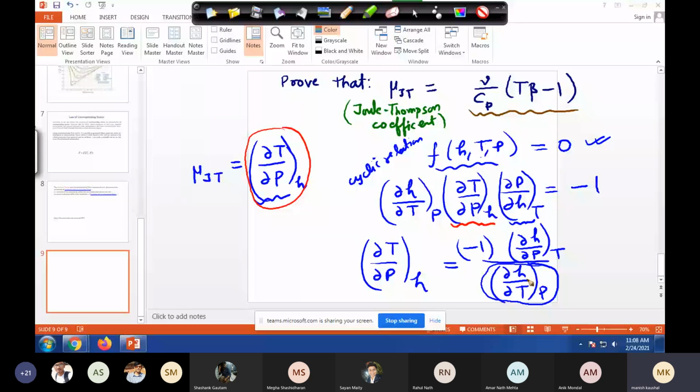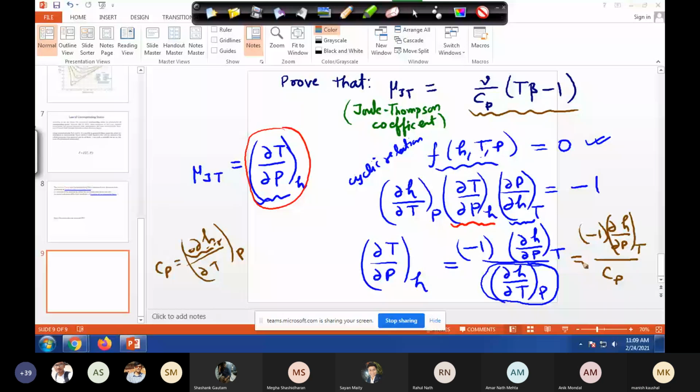Cp. Cp, right? Because at constant P, heat given to the system is dH, and we know that the definition of Cp is dou Q at constant P by dou T, and dou Q at constant P is nothing but dou H. Very good. So we can replace dou H by dou T at constant P with Cp. So this will be minus 1 over Cp times dou H by dou P at constant T. Wonderful. Now if you remember, we can express dH in terms of T and P also. Let me express it.